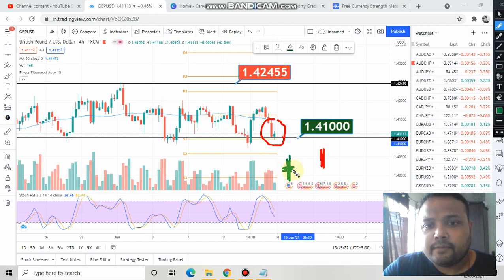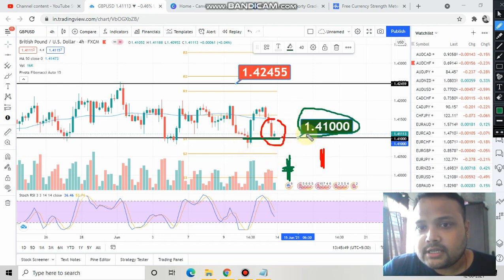Generally, a spinning top kind of pattern suggests that there is a battle going on between the bulls and the bears. Try to understand the market psychology here. Which means that though there was some heavy selling pressure, still bulls are sitting at this price level. Bulls are sitting at the price level, and they are not allowing the price to cross this 1.4100 level that easily. They will not surrender that easily.